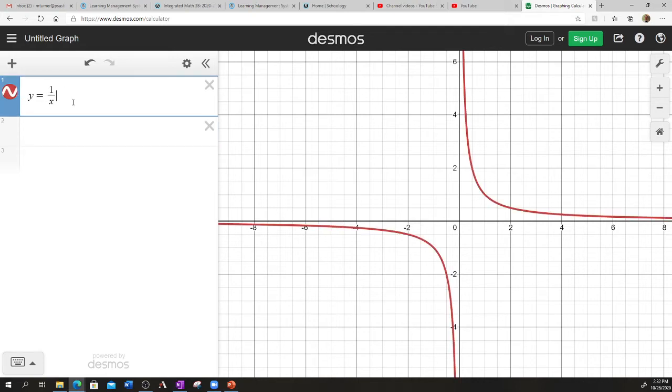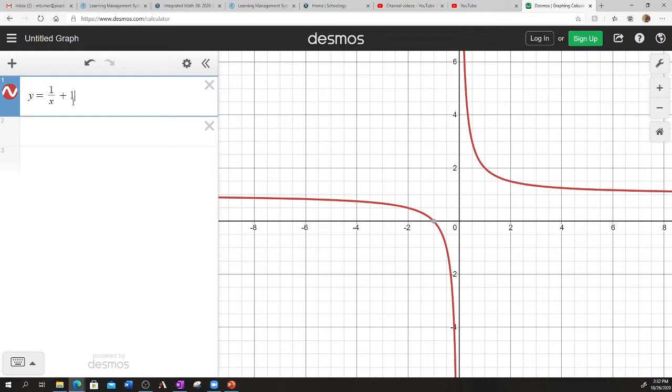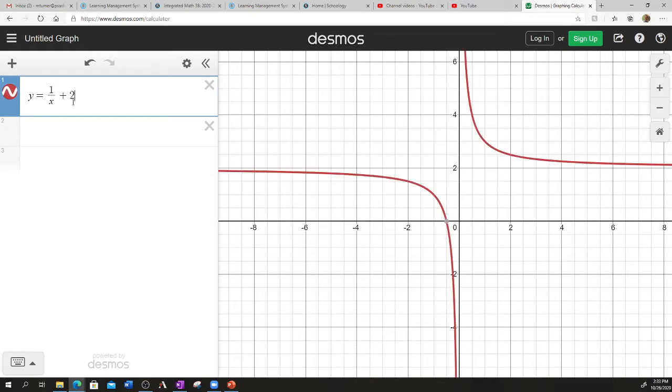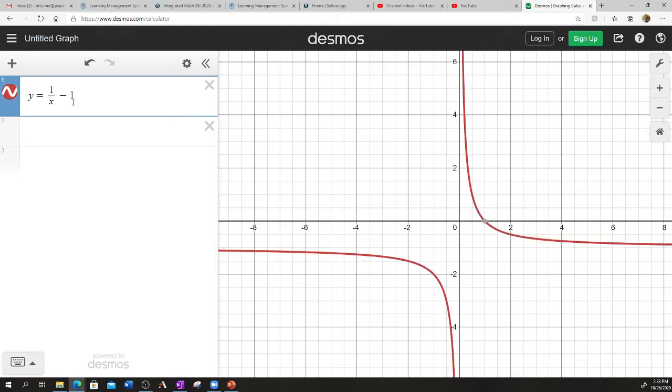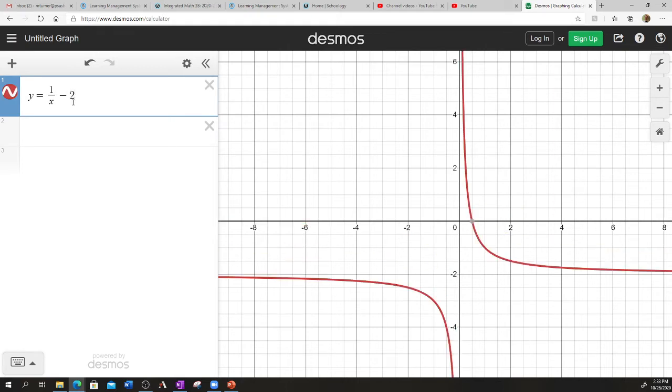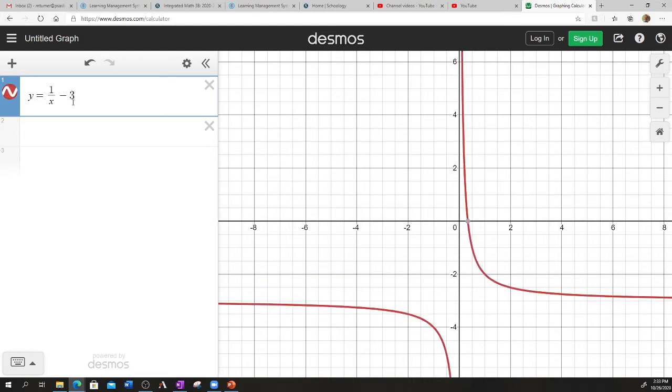So looking at the rational function, if I add 1 on the outside, then it moves the whole graph up 1. And if I add 2, it moves the whole graph up 2. And if I add 3, it moves the graph up 3. And vice versa, if I subtract, minus 1 moves it down 1, minus 2 moves it down 2, so on and so forth.